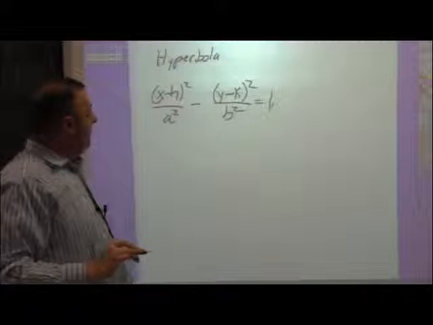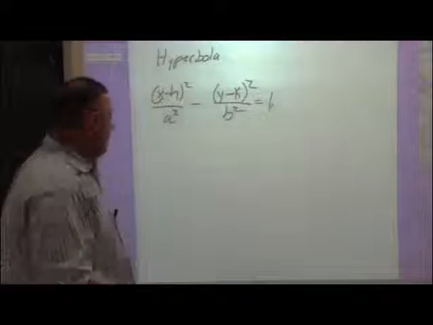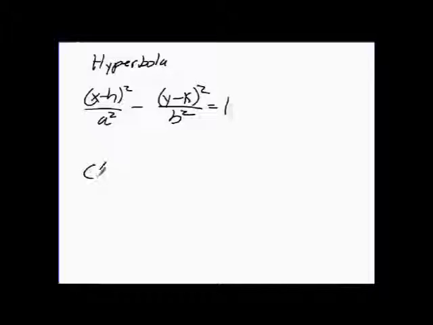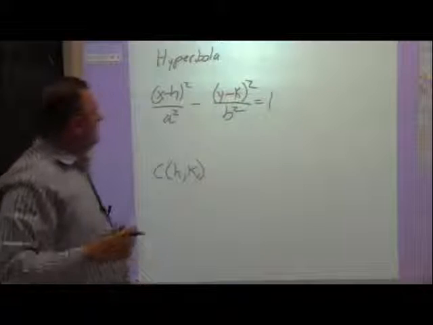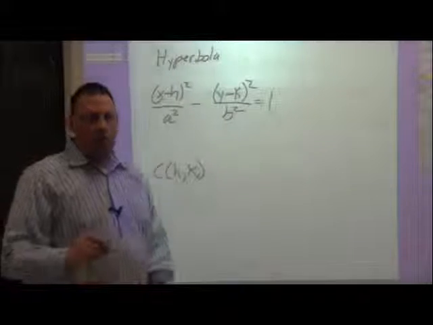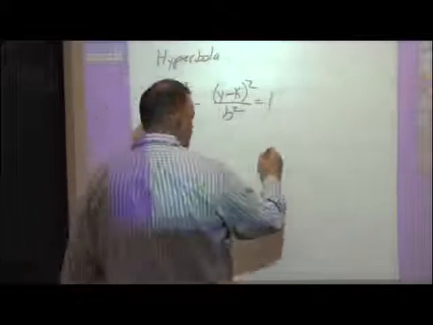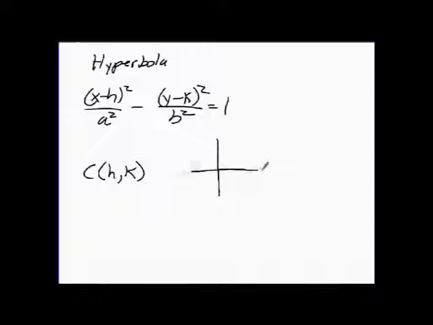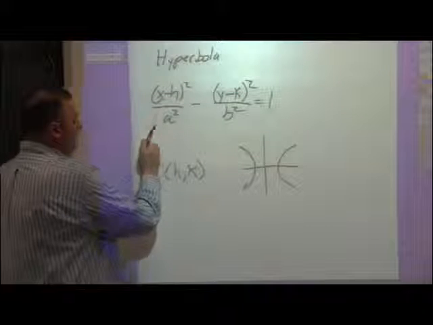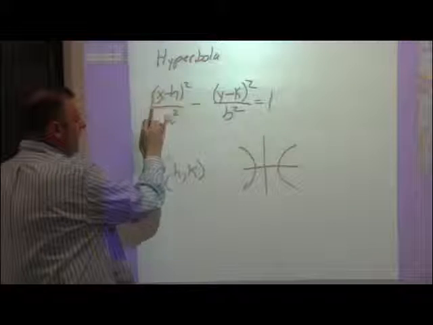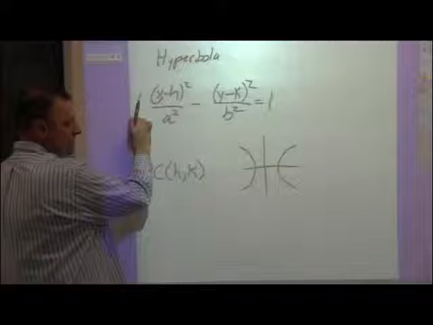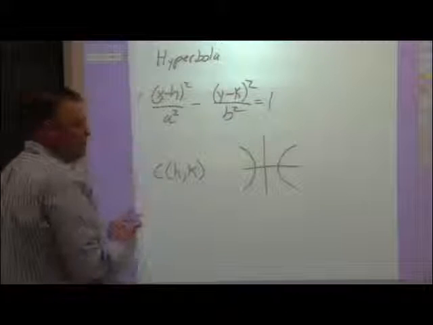Now for both the hyperbola and an ellipse, they still have a center of (h, k). Different shapes, though. A hyperbola will look something like this along the x-axis, opening out, it almost looks like two parabolas. And that's if you have the x quantity positive. It would look like this, how we have it set up.